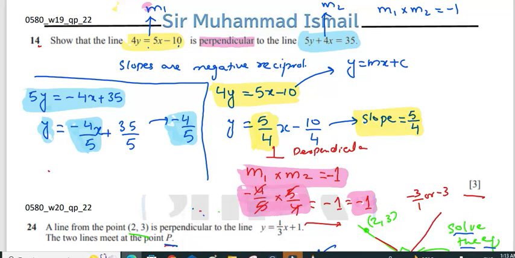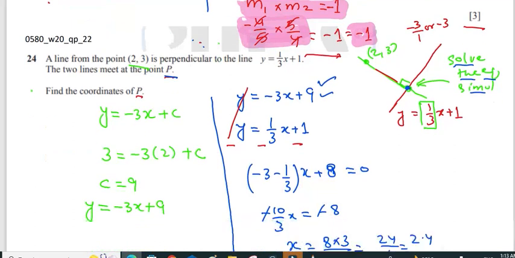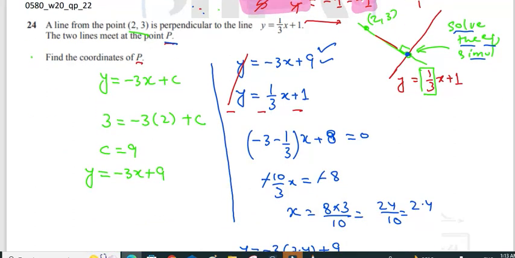Let me move on to the next part. Now in the next question, which is from the year 2020, a line from the point 2, 3 is perpendicular to the line to the point this. The two lines meet at point P. Find the coordinates of P.